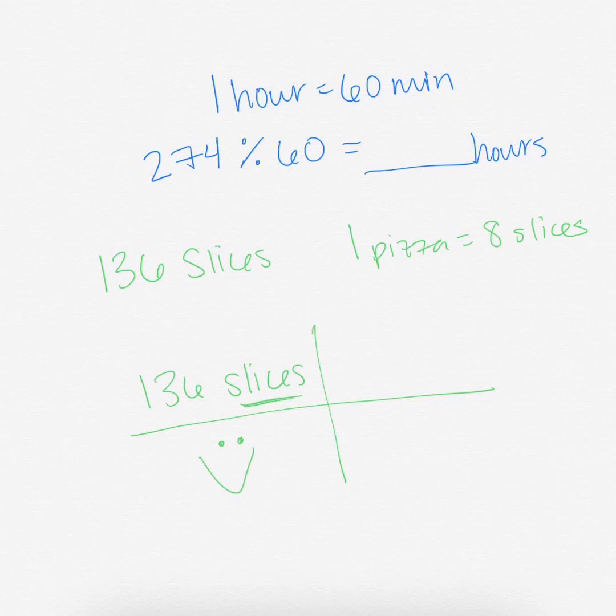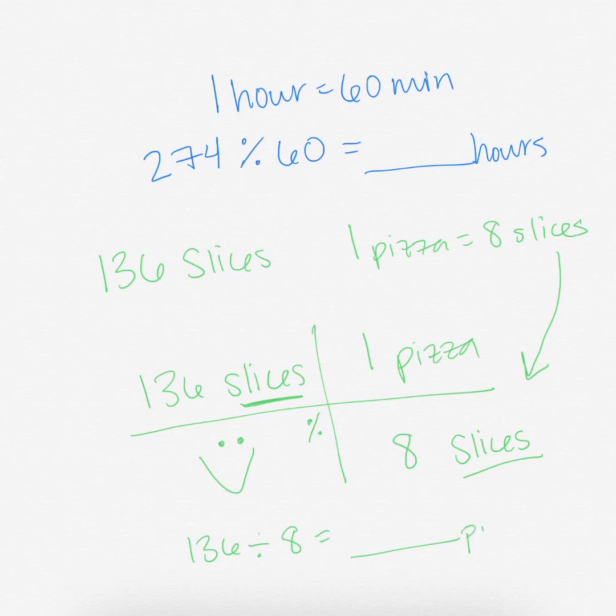Now I have slices in the top. I need my units to cancel out, so slices will also go down here. This is where my conversion factor comes in. So I'm going to say 8 slices is 1 pizza. All right, so I'm ready to solve. It's diagonal from each other, so we're going to divide. 136 divided by 8 gives you the answer. Remember, we're solving for how many pizzas we need, so the unit would be pizza.